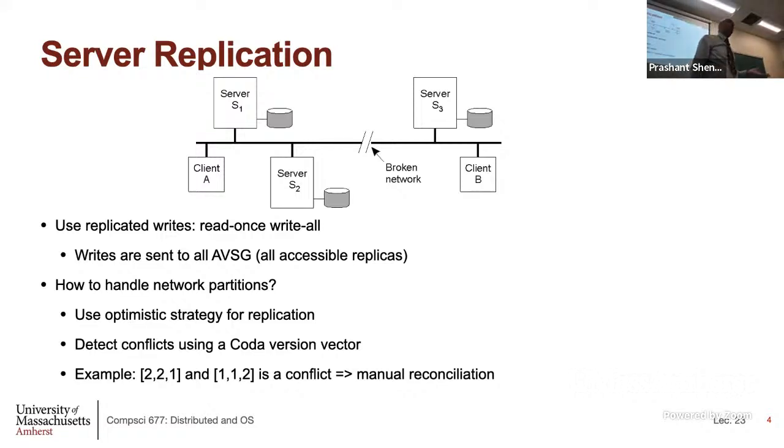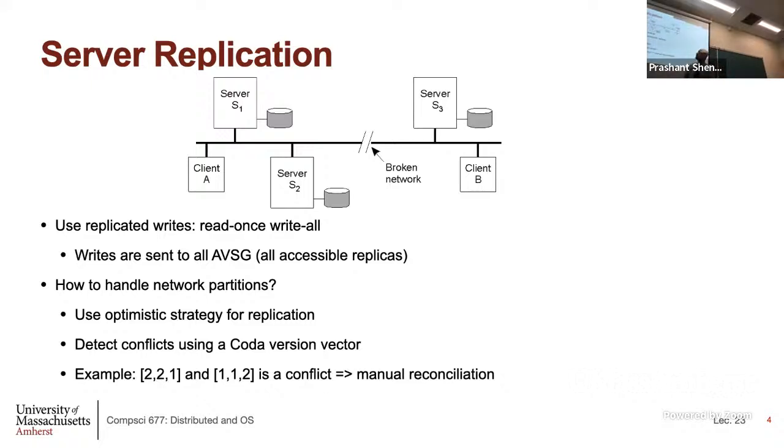Okay? As far as Coda is concerned, clients can continue to access their files so long as there's at least one file server they can access. Okay? So neither client A nor client B will see any disruption, even though there's a network partition, because each of them can at least access one server, and we're assuming the files are replicated also. So all of the files still remain accessible.